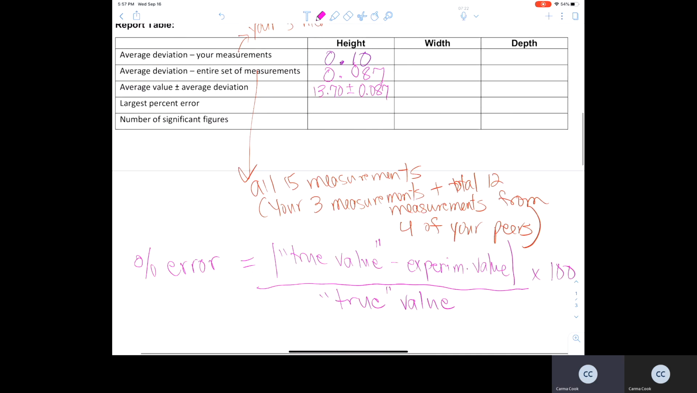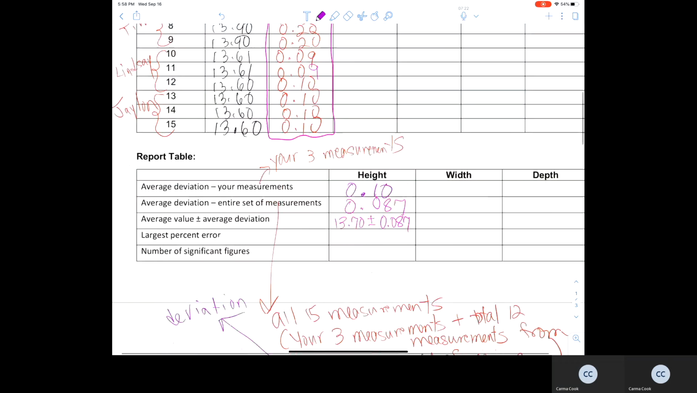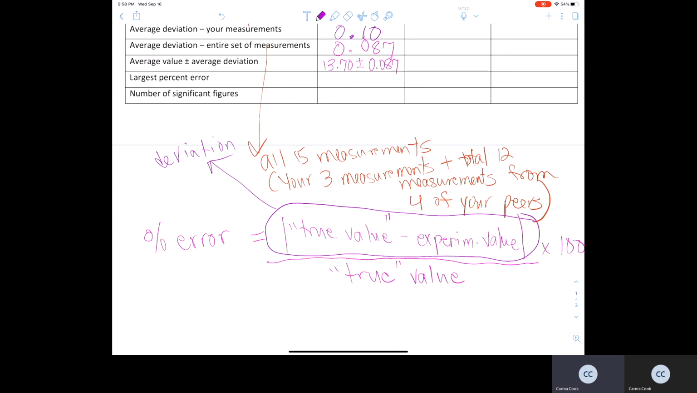So we've already calculated the deviations. This numerator in our percent error formula, the true value minus the experimental value, that is your deviation. So to get your percent error, you take your deviation, divide by the true value, and then times 100, and that will give you your percent error. So the larger your deviation, so we don't really have to do this calculation, we can say the larger the deviation, the larger the percent error.